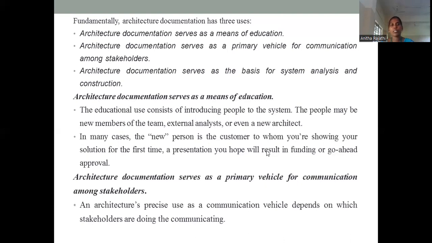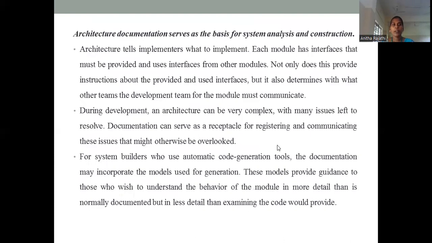For example, if we take software, the stakeholders may be the developer, the tester, the end users, the company people, the management people. They are all the stakeholders. How the architecture is going to serve as a communication tool among the stakeholders. So that was the one. And the other is for analyzing and constructing.